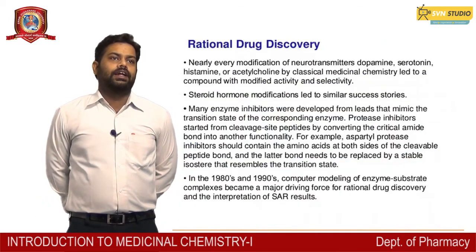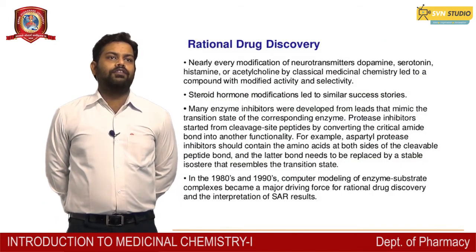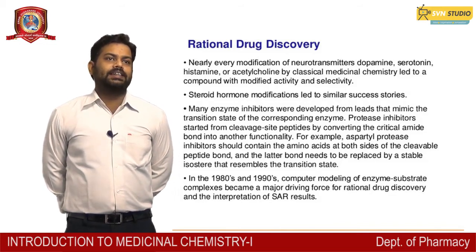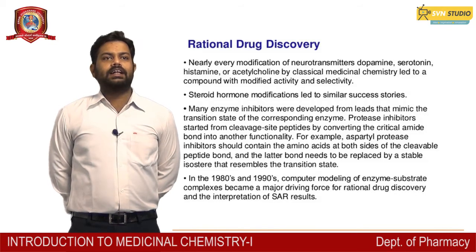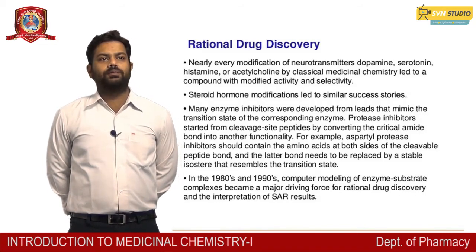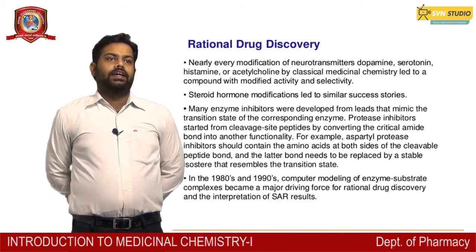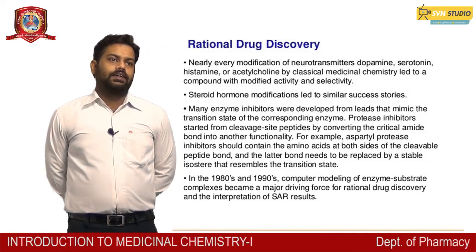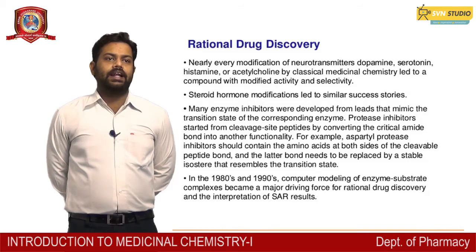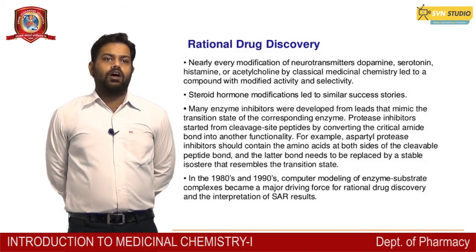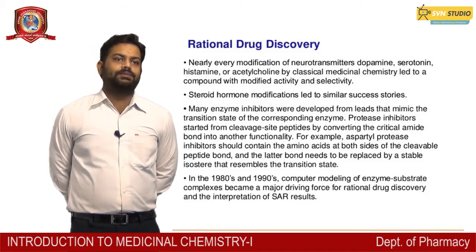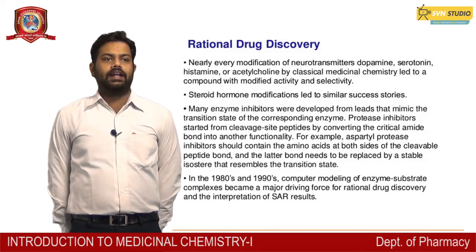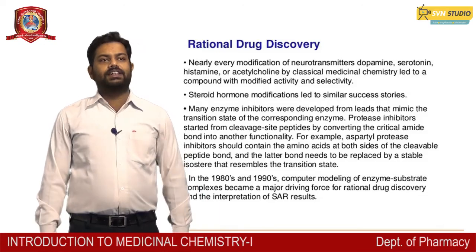Rational drug discovery. Nearly every modification of neurotransmitters, that is dopamine, serotonin, histamine and acetylcholine, by classical medicinal chemistry led to compounds with modified activity and selectivity. Steroid hormone modification led to similar success stories. In the 1980s and 1990s, computer modeling of enzyme-substrate complexes became a major driving force in rational drug discovery and interpretation of SAR results.